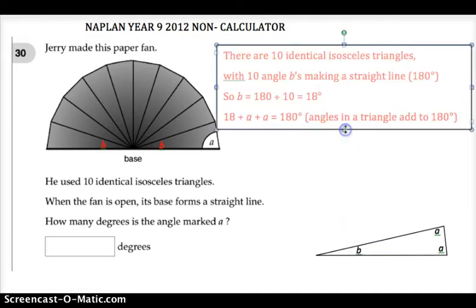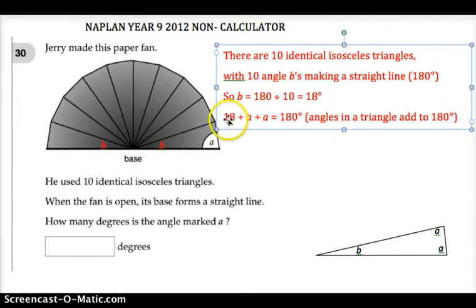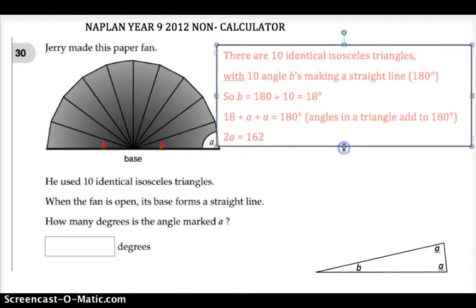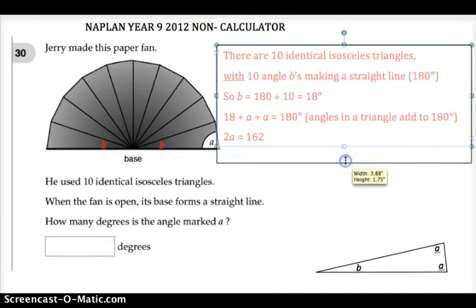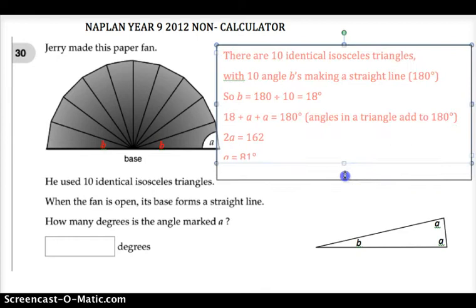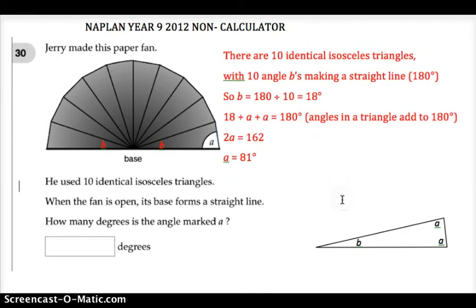So now using angle sum of a triangle, we know that 18, if this is 18 now, 18 plus A plus A is 180 degrees because angle sum of a triangle is 180. And so if you add A and A together, you get 2A, and taking this 18 to the other side, we get 2A equals 162. And therefore, dividing both sides by 2, we get that A is 81. So our answer is 81. Okay, and I've put 81 in there.